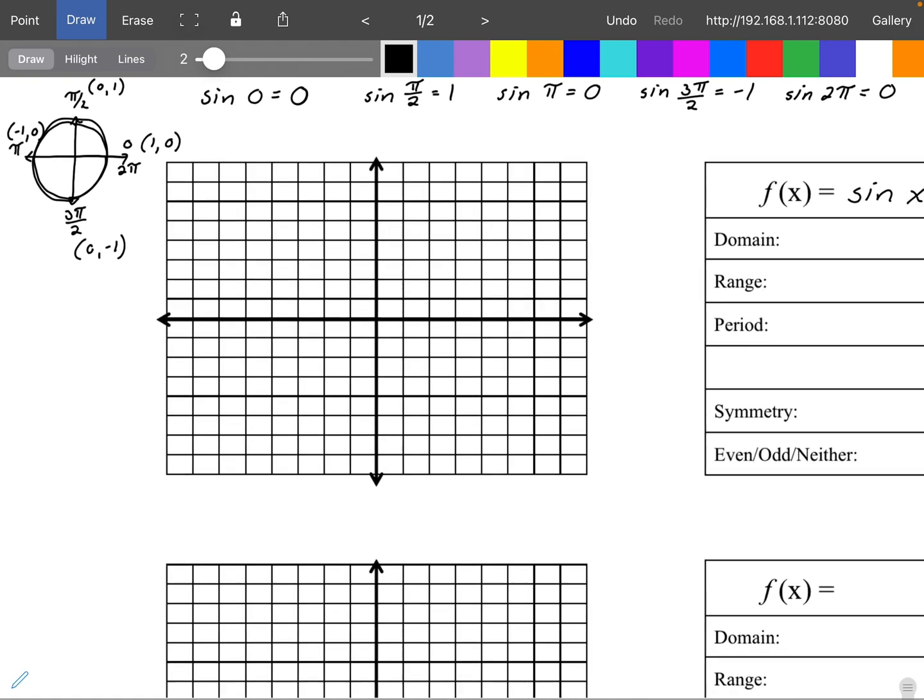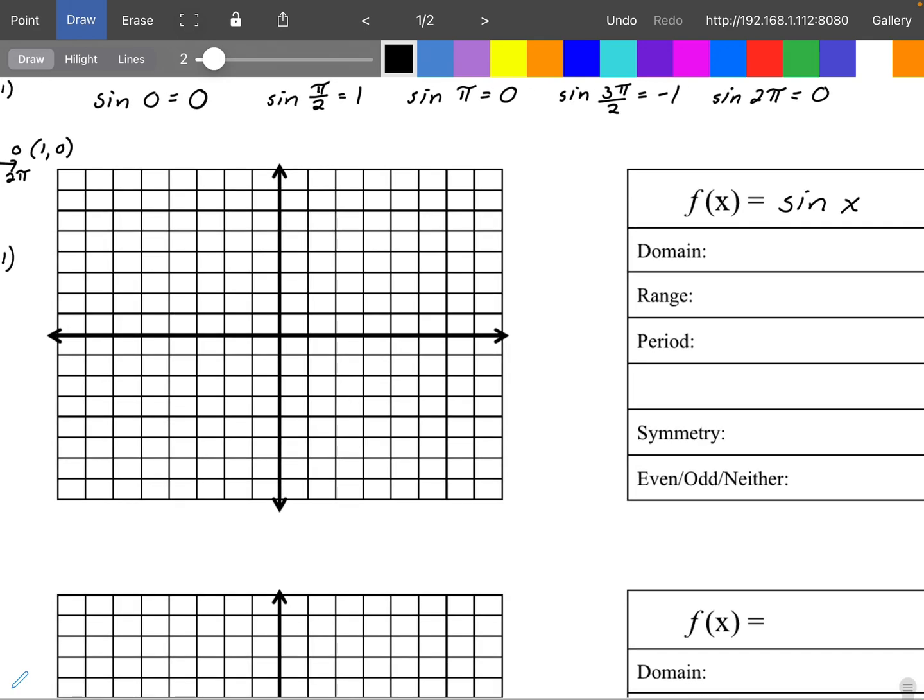So then let's go ahead and put on here what we've got. So we started at sine 0. So we're going to put 0 right here. So when theta is 0, then y is 0. Then at sine of pi over 2, I want to kind of stretch this out so we can see. So I'm going to say that this is pi over 2, which means this will be pi. This will be 3 pi over 2, and this will be 2 pi.